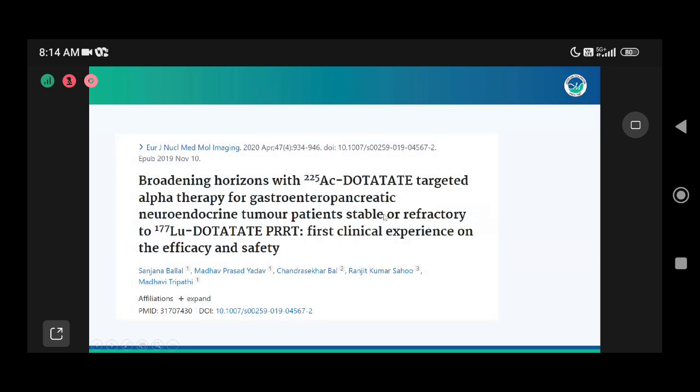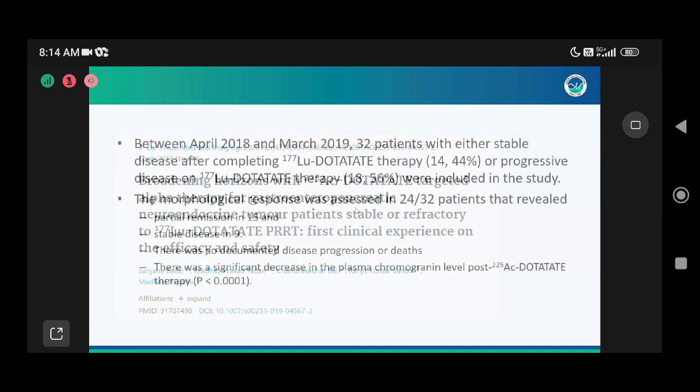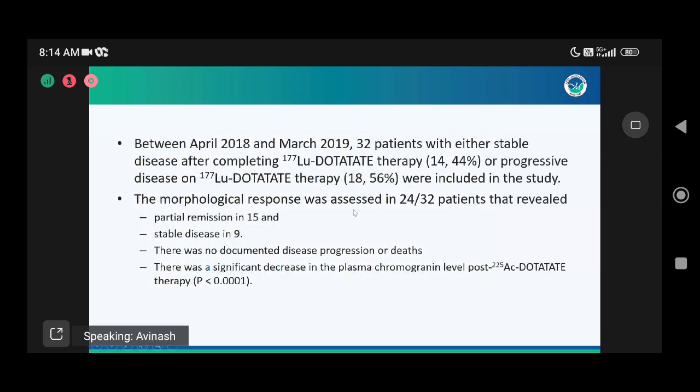This is the study which has been published by AIIMS New Delhi, in which lutetium DOTA-TATE PRRT, when failed, actinium DOTA-TATE has been taken, and around 24 patients have been assessed, in which partial remission has been observed in 15, which is a significant portion, 70% of cases.